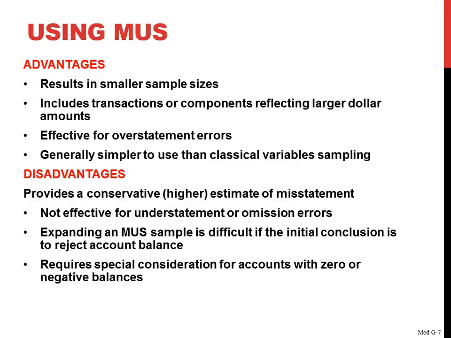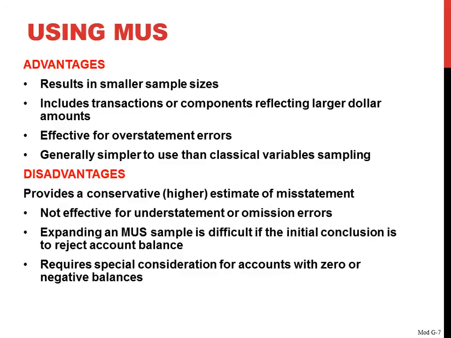Some of the advantages in using MUS is it results in smaller sample sizes, right? Because you're selecting individual accounts, you're selecting particular items. It includes transactions or components reflecting larger dollar amounts. It's effective for overstatement errors, and it's generally simpler to use than classical variable sampling, which is why you see it being used quite often.